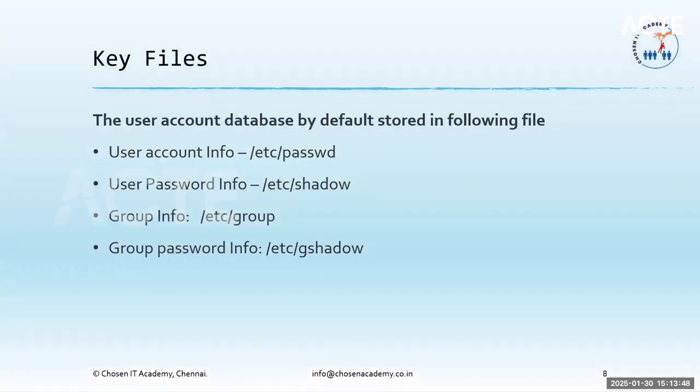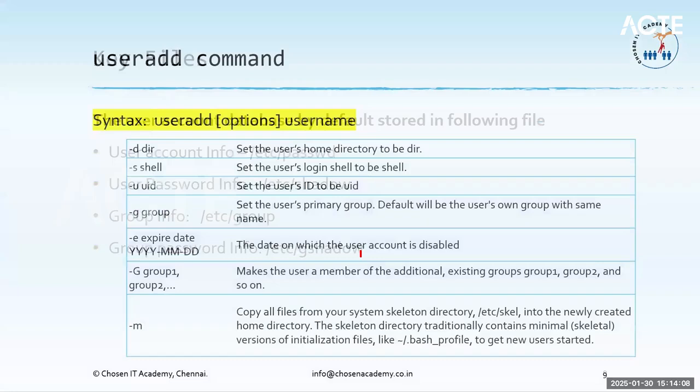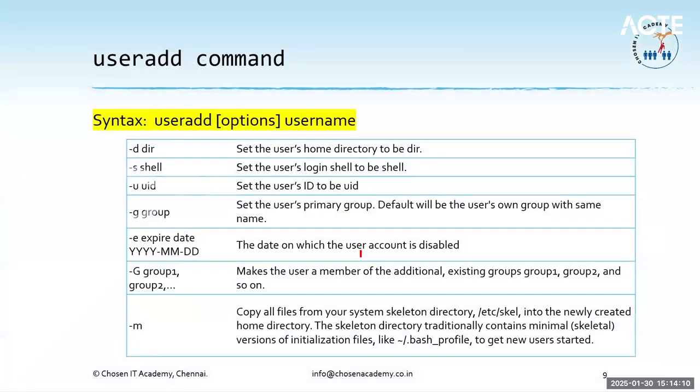Okay, so there are some key files that we need to know. User account information is stored in the /etc/passwd file, and password information is stored in the shadow file. Group information is stored in the /etc/group file, and group passwords are stored in the gshadow file. Okay, so the useradd command.